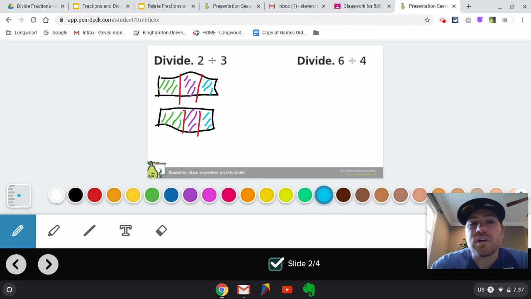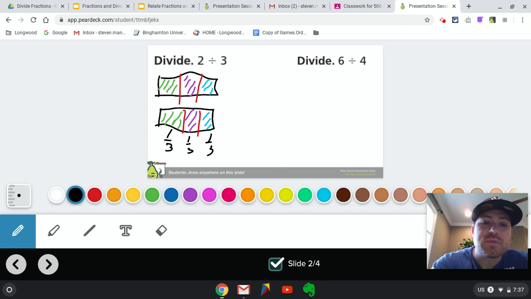so now if you look, each color represents one group, right? Each one of these boxes is showing us 1/3, right? 1/3 plus 1/3 plus 1/3 is 3/3, and the same thing up here, 1/3, 1/3, and 1/3.